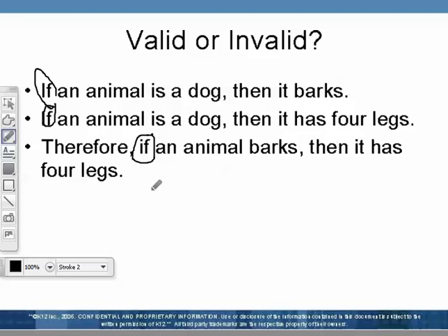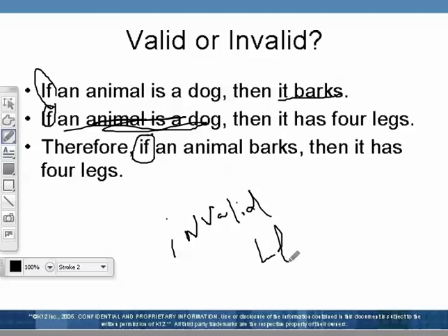That means it must be the law of syllogism. So if it's the law of syllogism, I have to take the then. It says, then it barks. And that has to be the first statement. Wait a second. That's not the first statement here. That's not this one. That means this is invalid. Invalid by the law of syllogism. It doesn't meet the law of syllogism. Can you see what I'm doing?